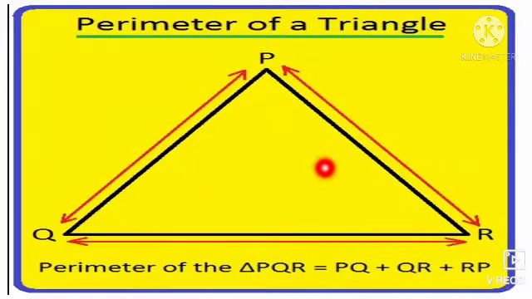Perimeter of a triangle. Yes, when you add the lengths of the 3 sides, you get the perimeter of the triangle PQR. That is, perimeter of the triangle PQR is equal to PQ plus QR plus RP.